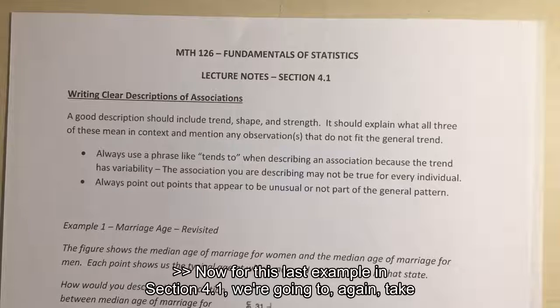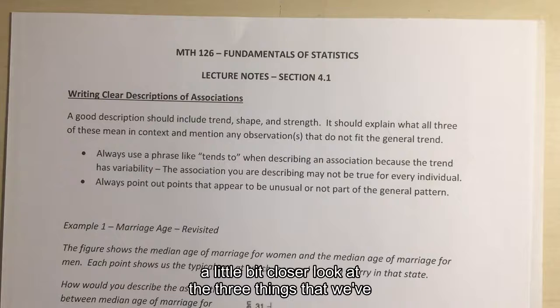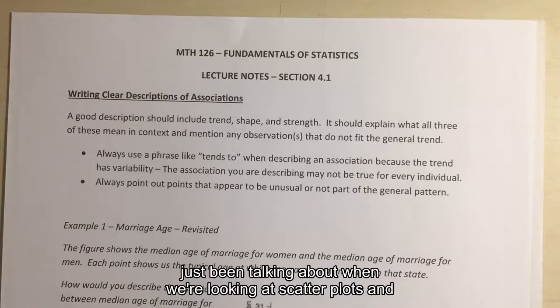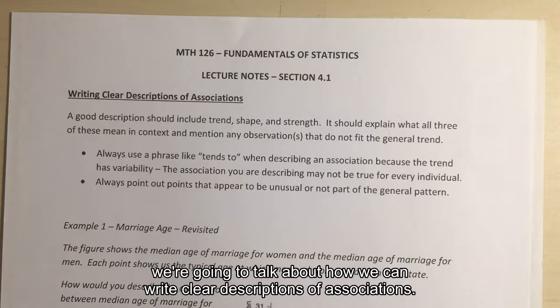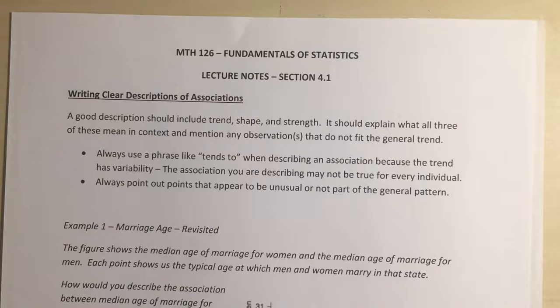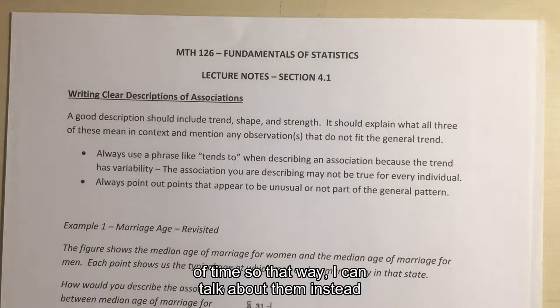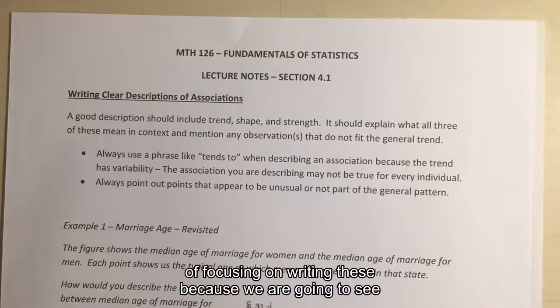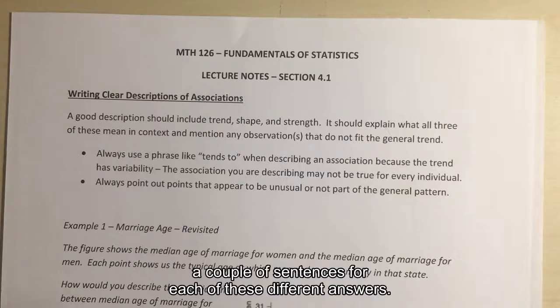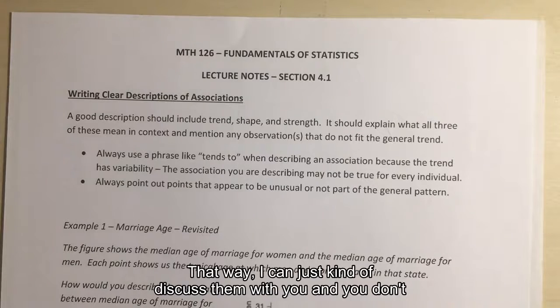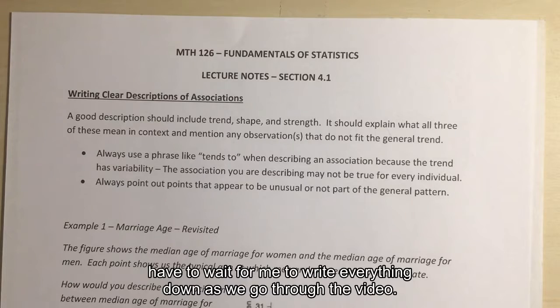All right, now for this last example in section 4.1, we're going to, again, take a little bit closer look at the three things that we've just been talking about when we're looking at scatterplots, and we're going to talk about how we can write clear descriptions of associations. So I cheated and I went ahead and wrote these out ahead of time, so that way I can talk about them instead of focusing on writing these, because we are going to see a couple of sentences for each of these different answers. So that way I can just discuss them with you, and you don't have to wait for me to write everything down as we go through the video.